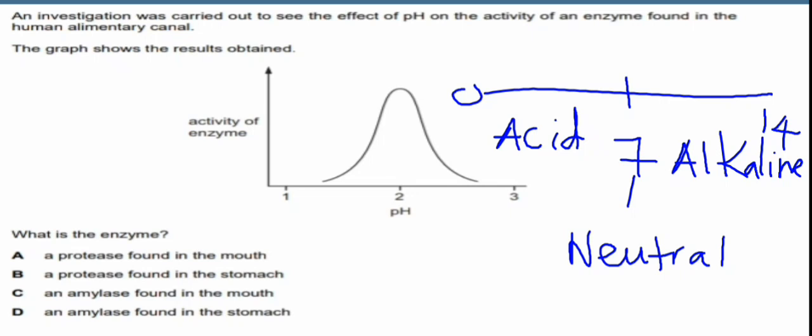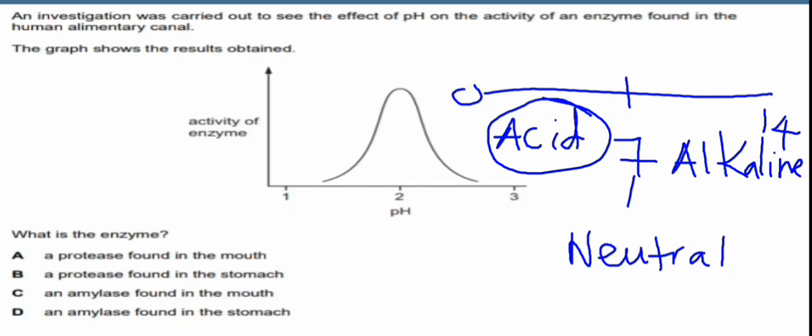Now, according to this graph that we have, it is starting from 0 up to 3. Meaning, this graph is showing the graph under the acidic pH. If here we had 8 up to 14, this one was supposed to be the alkaline pH. Now, let me give you an example of the region in the alimentary canal where you are going to find the acidic region, and that region is called the stomach.